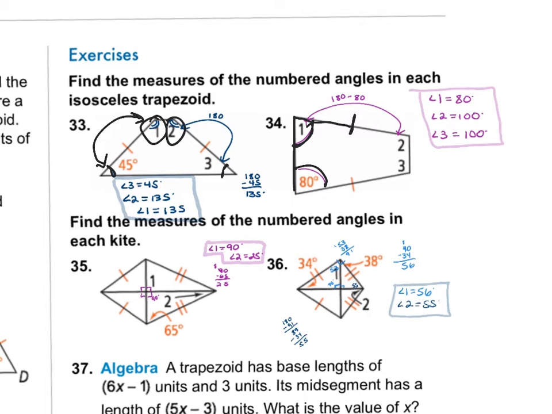But look, because they should both be obtuse or both be acute. Like those both look acute. Those are the 80s. And then these two are both obtuse. Those are the 100s.